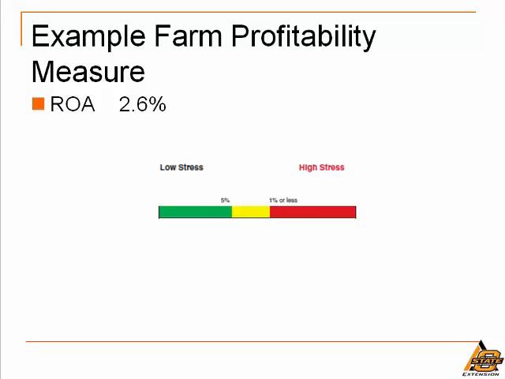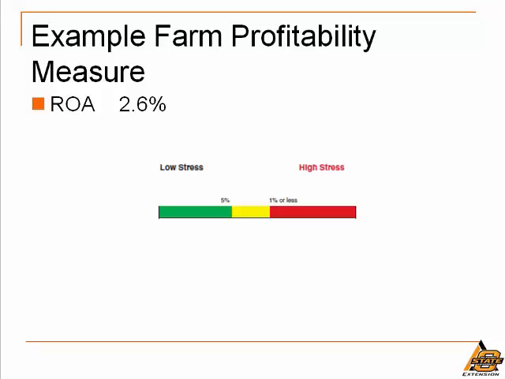These benchmarks suggest that a return on assets above 5% would generally be considered low stress, and a return on assets below 1% would be considered on the high stress end of the scale. Our example farm is sort of in the middle. Okay, but we would like to see a little stronger number, of course.